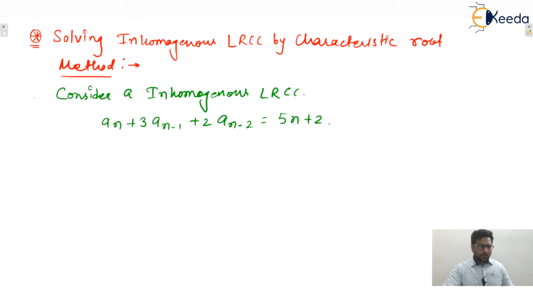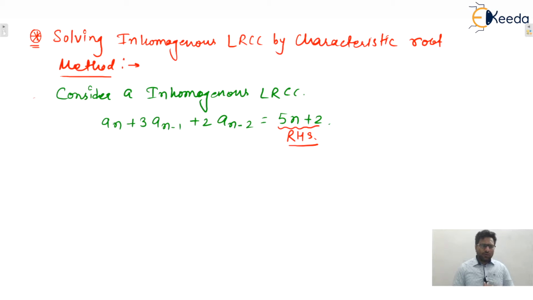So here you can observe that if we shift the recursive terms to the left hand side, then in the right hand side 0 is not present. That means something is there. Since something is there in the right hand side, we can say that this one is inhomogeneous. So this recurrence relation is linear, it is LRCC, and in LRCC it is inhomogeneous. LRCC stands for linear recurrence relation with constant coefficient.